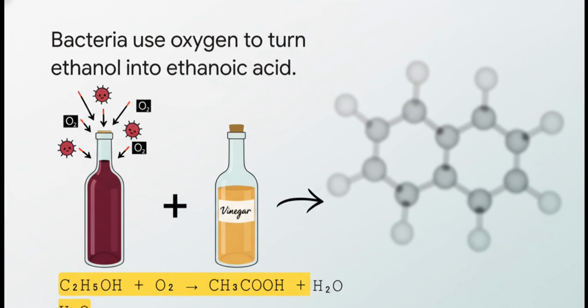The other method is probably way more familiar. It's literally what happens when you leave a bottle of wine open. Little bacteria floating around in the air called acetobacter use oxygen to slowly oxidize the ethanol. And the result? Your wine turns into vinegar. That's microbial oxidation happening right there in your kitchen.